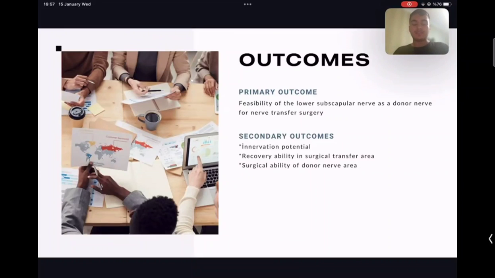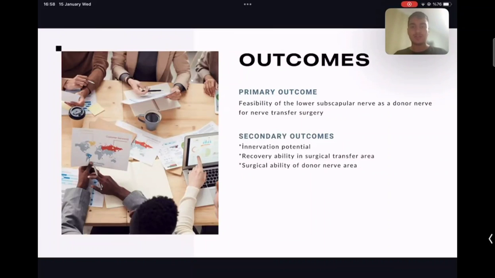Then you can see secondary outcomes: innervation potential, recovery ability in surgical transfer area, and surgical ability of donor nerve area. What can we understand from secondary outcomes? You can see the general potential of this nerve from innervation, and this recovery ability is also the main prospect in the transfer surgeries in the surgical part, and also we see the anatomical part. What donor nerves can be used, for example, the other nerves, and so on.